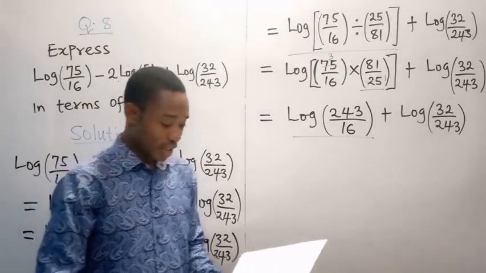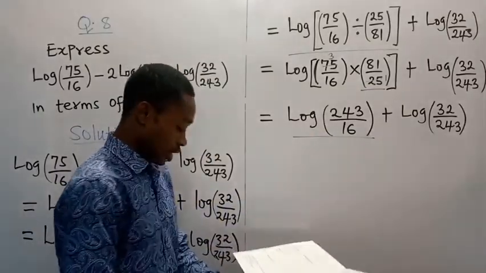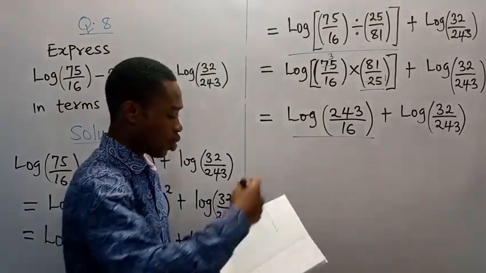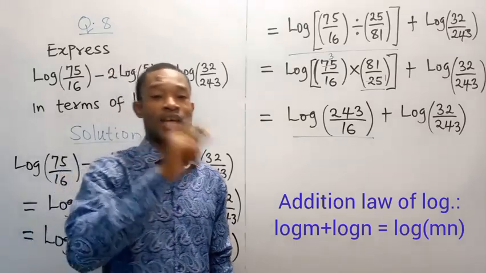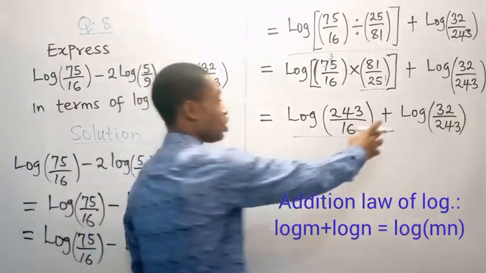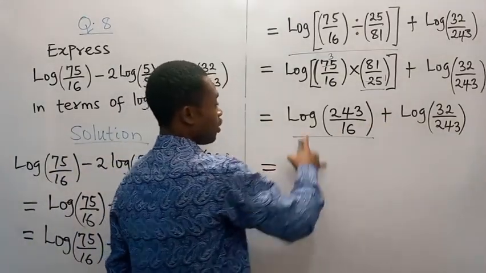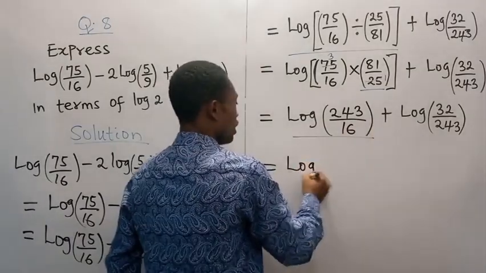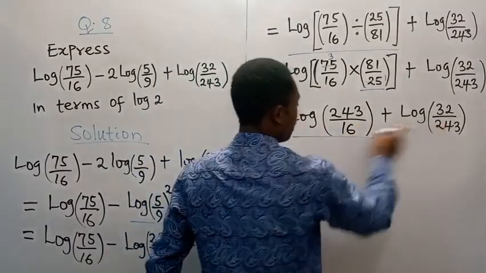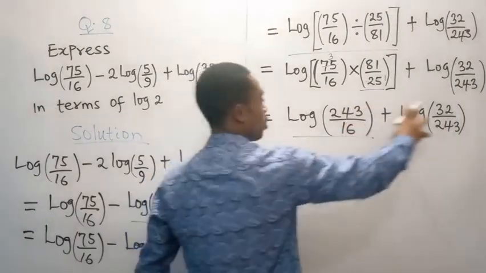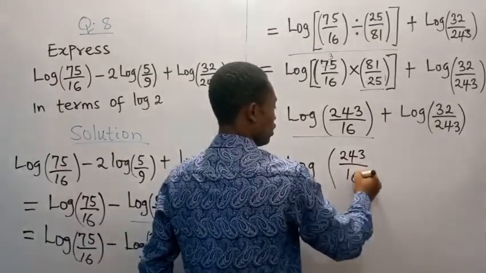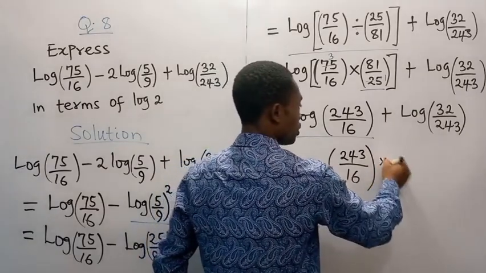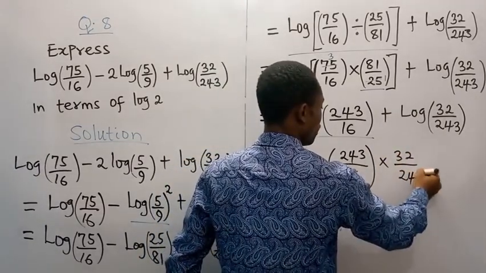Okay, so we are moving on. After this step, we can now conclude. According to the manual here, we now have equal to box. Since log m plus log n is equal to log m times n, of course, we are going to use the addition law of logarithm here. And so this is going to give us, pick one of the logs, and then since you are adding this logarithm to this logarithm, they are in the same base. Pick one of the logs and then multiply this term. This is going to give us 243 all over 16, and then times 32 all over 243.